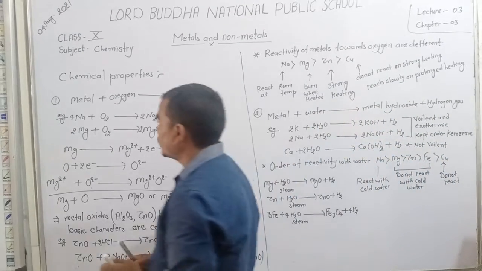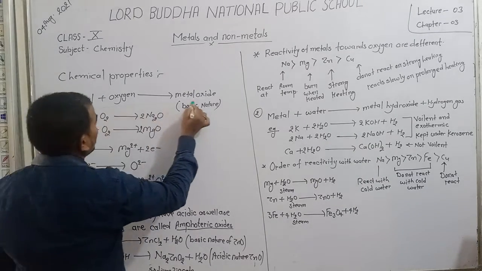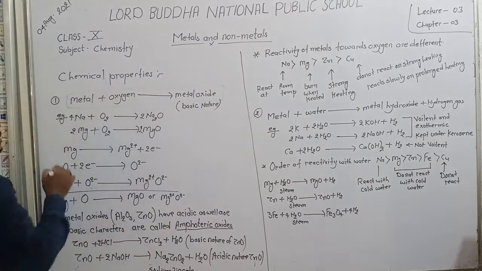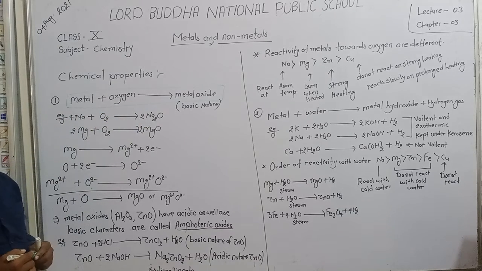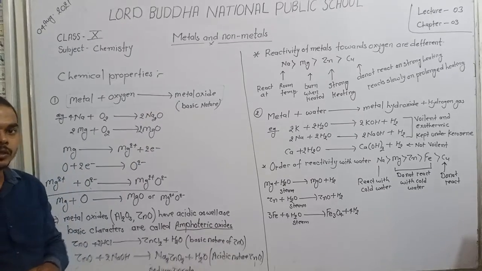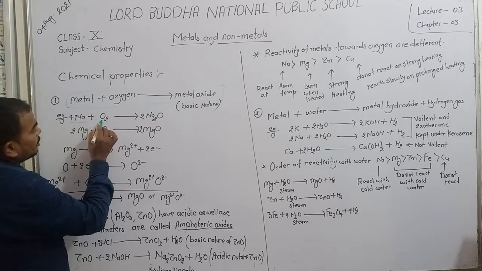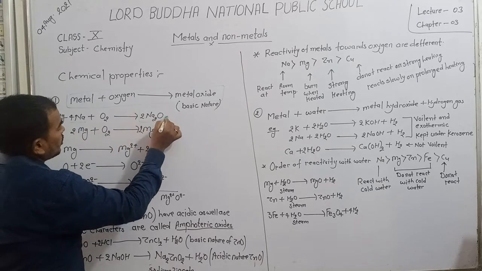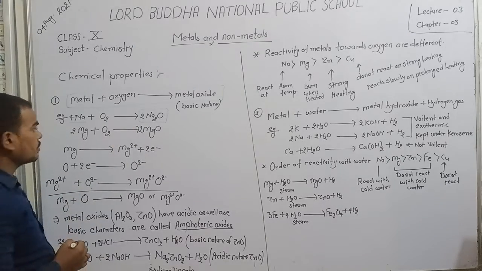Dear student, metals react with oxygen and form metal oxide. The metal oxide formed is basic in nature. Like here, 4 sodium atoms react with oxygen and form sodium oxide, Na2O. This is basic in nature.